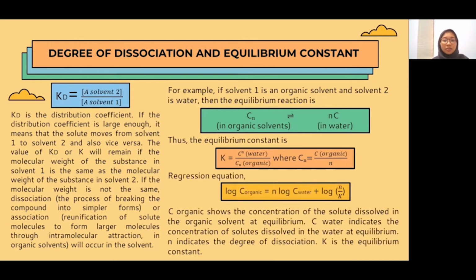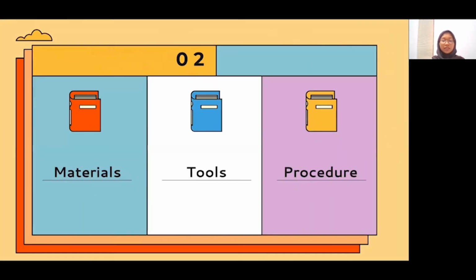And the regression equation as stated below can be obtained by taking the log of the equilibrium constant above, and the values of n and k will be obtained with temperature, log C organic versus log C water. Next, the second topic.